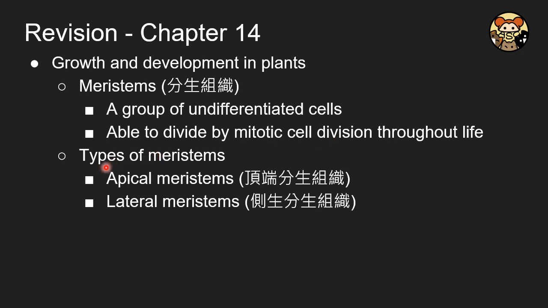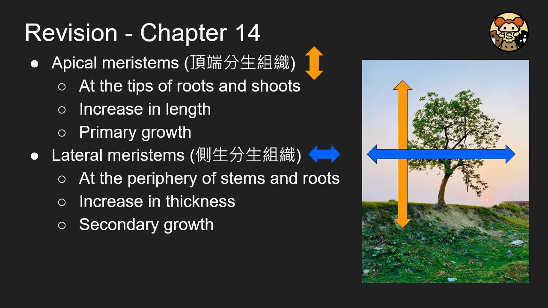So there will be two types of meristem. One is the apical one, another one is the lateral one. So let's use this figure to illustrate. For the orange arrows, it is the apical meristem. It results in an increase in length, and we regard it as the primary growth. As for the blue arrows, it is the lateral meristem. It is the increase in thickness, and we regard it as the secondary growth.